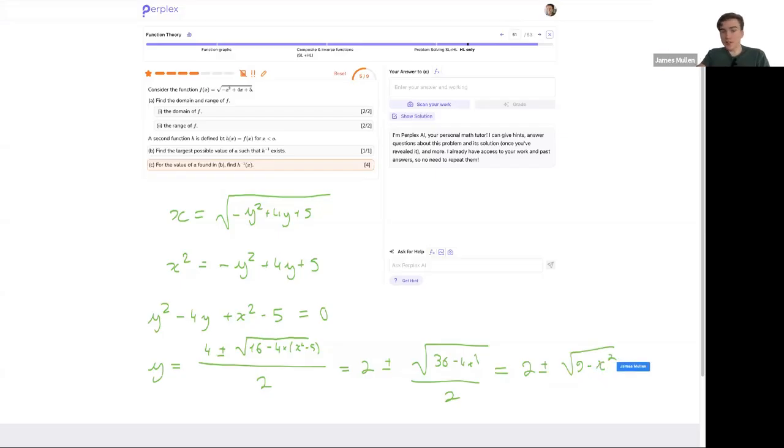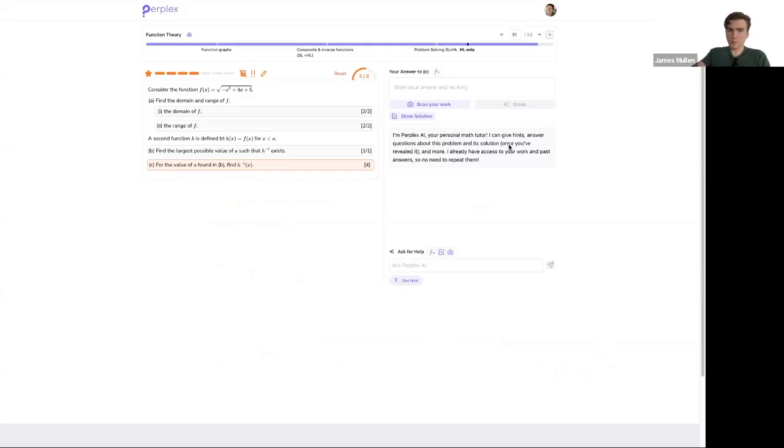And now the question is, is it plus or is it minus? Well, we said that h of x is defined for x less than a, and a we said was 2, so x is supposed to be less than 2. The output of the inverse function should be less than 2, so we want minus. So my final answer is h⁻¹ of x is equal to 2 minus the square root of 9 minus x². So, yeah.